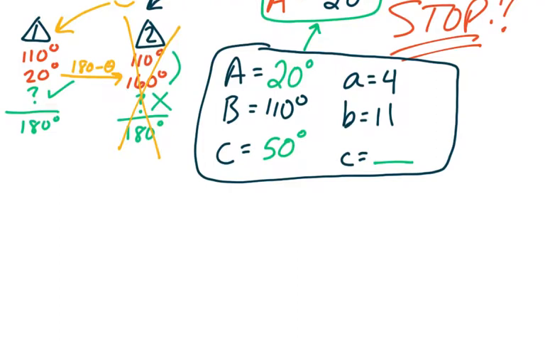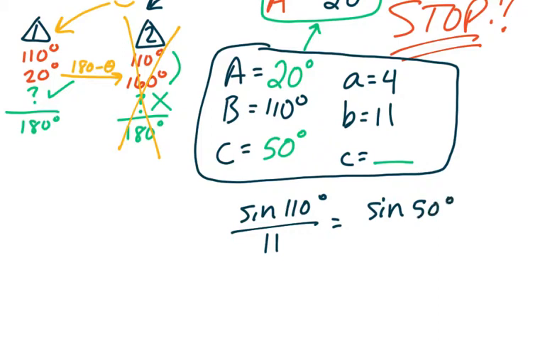I'll set it up for you. Again, we do have all A's, but I want to use the B's because it was given. So sine of 110 over 11 equals sine of 50 over side C. All right, same steps, folks. Cross multiply, get that C by itself, and I'll check with you when you finish. And if you did it right, I got C was equal to 9.